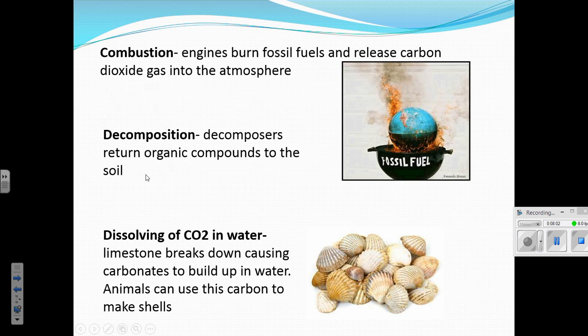When animals die, their organic compounds return to the soil. That's called decomposition. And like I said, under the right circumstances, like falling into a tar pit or under volcanic ash, those organic compounds can actually turn into fossil fuels. And when water rushes over limestone, the limestone actually breaks down, and the carbonates go into the water, and it allows animals to make shells from that. So clams, oysters, lobsters, and things can build up those carbonates and make their shell stronger.